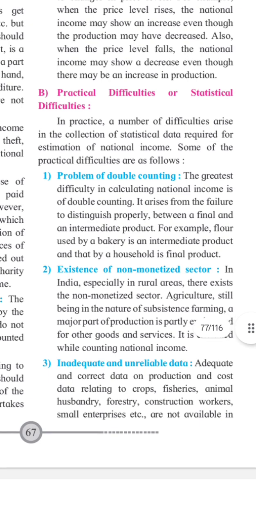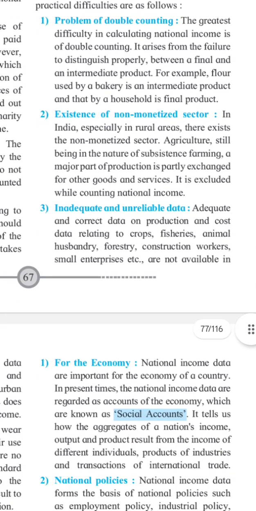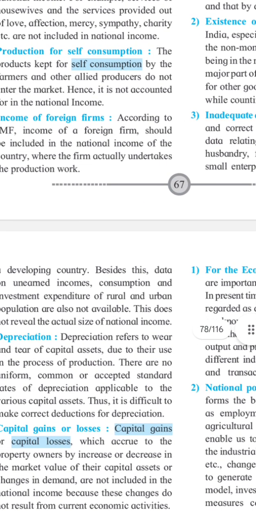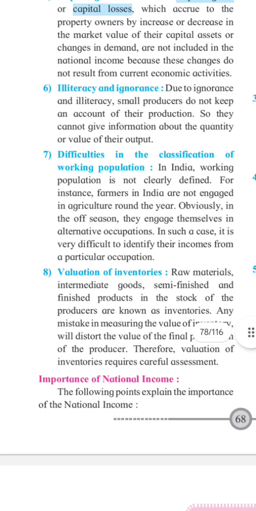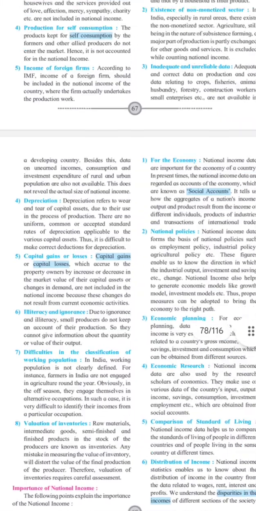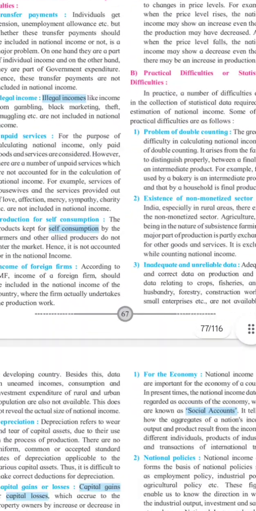So these were the theoretical difficulties. Now let's see the practical difficulties or statistical difficulties. Problem of double counting, existence of non-monetized sector. In rural areas, many transactions happen without money. Inadequate and unreliable data. Capital gains and capital losses, illiteracy and ignorance. Difficulties in classifying working population. Valuation of inventories. These all 8 are the practical difficulties of measuring national income.